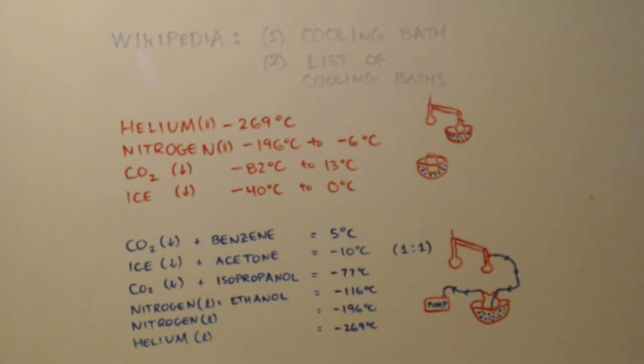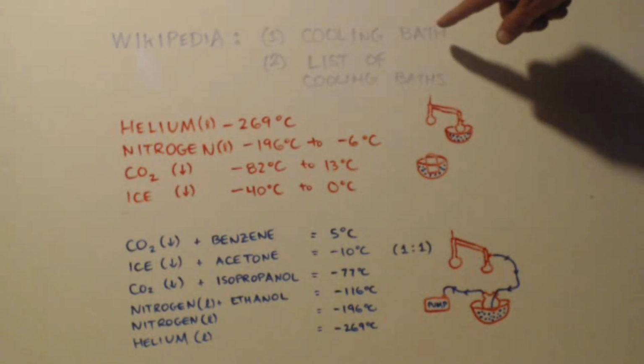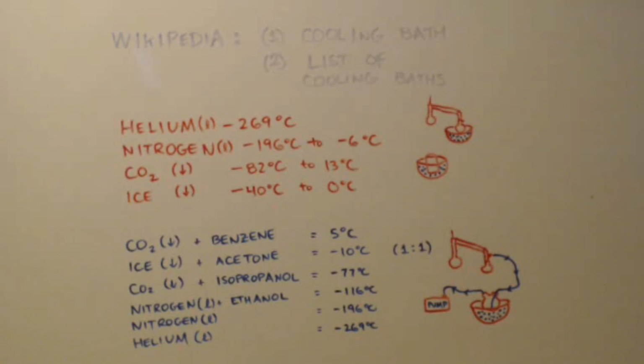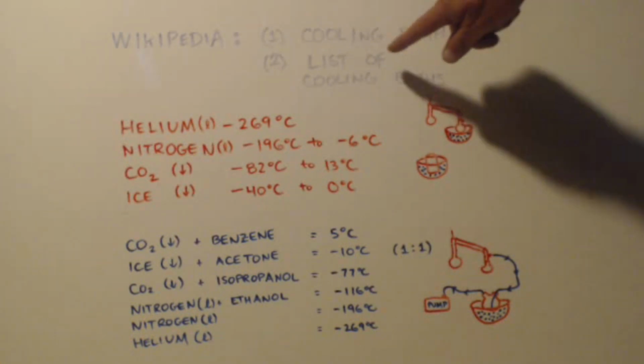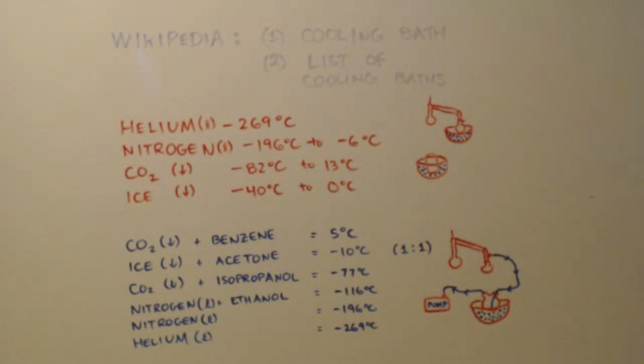It's about cooling baths. There's two good sources that you can find out about different types of cooling baths, and they're both on Wikipedia. The first one is right here, cooling baths. Go to Wikipedia and plug in cooling baths, or plug in list of cooling baths, and you'll get a list. Anywhere from minus 269 degrees Celsius, up to like 15 degrees Celsius.